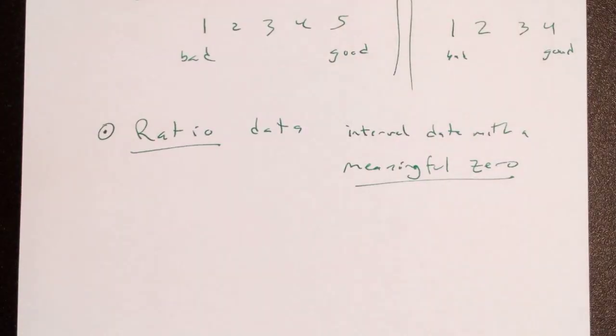Page 27. Number of hits in game 1 of the World Series. What measurement level is that at? We can actually ask two things. What type is it? And what measurement level is it? So, number of hits in game 1 of the World Series. What type, what level? I would say it's nominal data. Okay. So, why is it nominal?